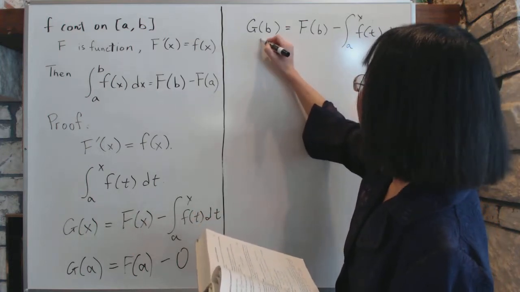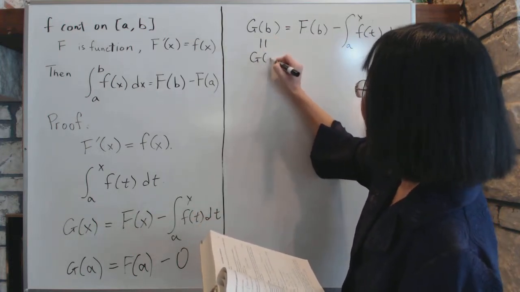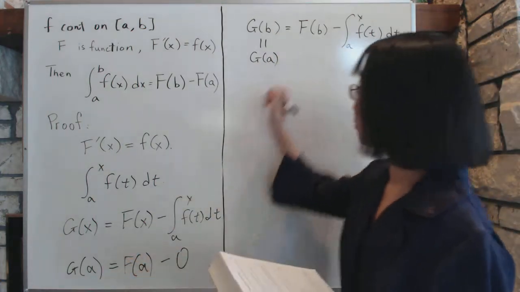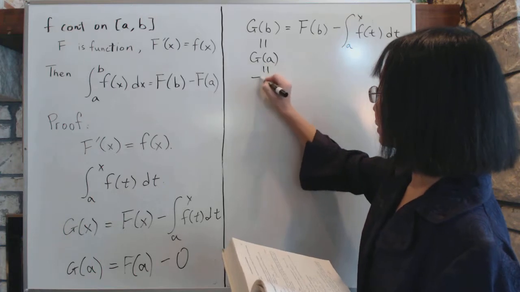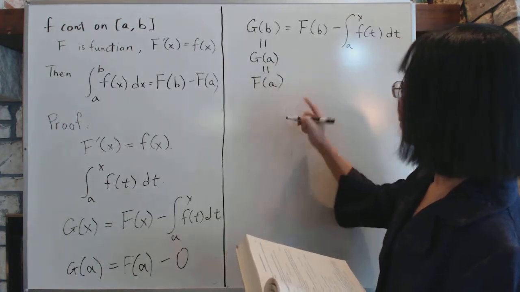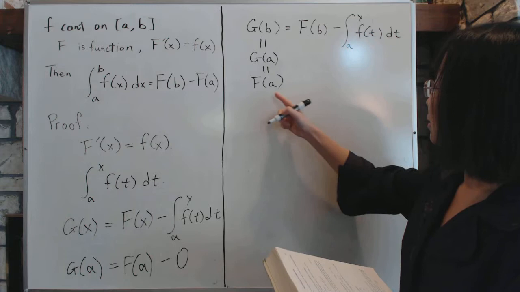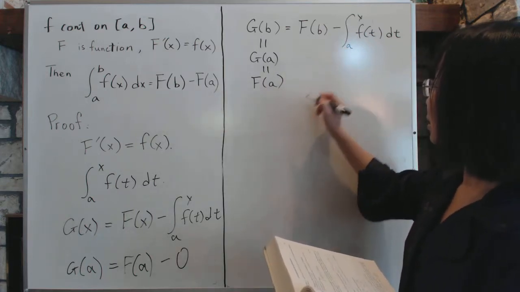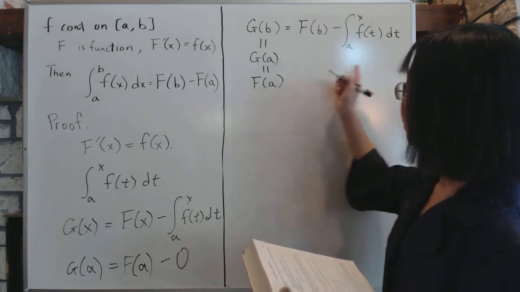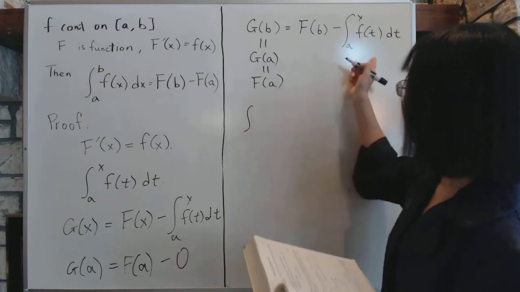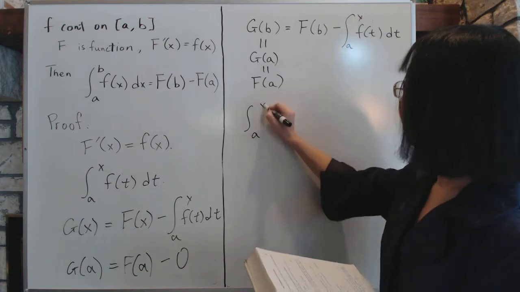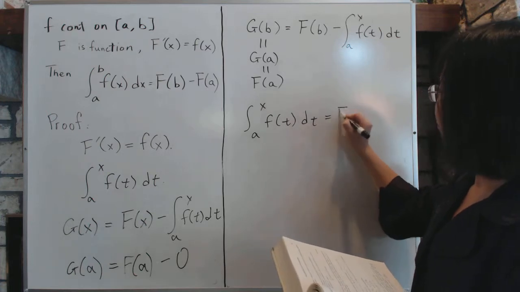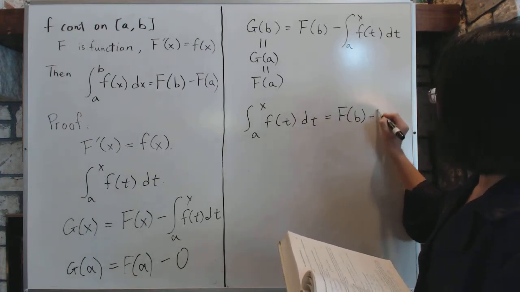Actually, first we'll say g(b) equals g(a), because g is a constant function. And then g(a) is equal to F(a), which is what we found just now. This means exactly this. So in other words, if you rewrite it, put this thing on the other side of the equation, you have the integral from a to b of f(t) dt equal to F(b) minus F(a).